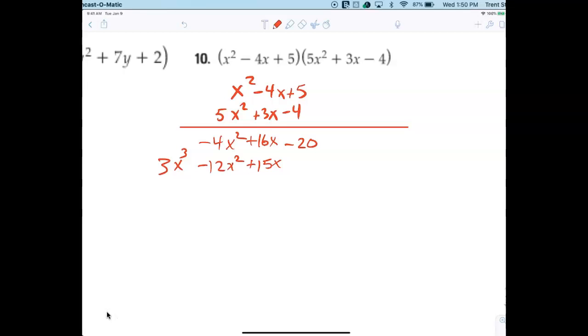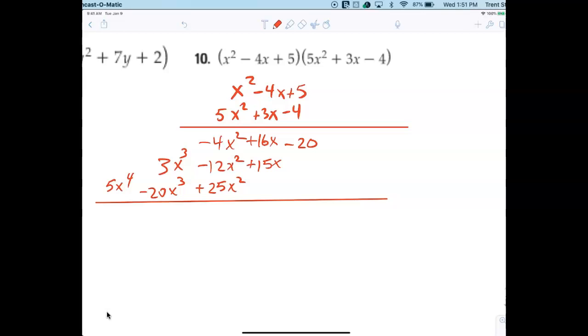Now we're on the 5x squared. 5x squared times 5: positive 25x squared. 5x squared times negative 4x: that is negative 20x cubed. Why? And then 5x squared times x squared: 5x to the 4th.